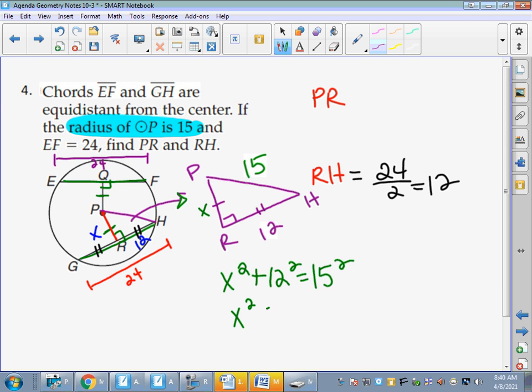Let's try to do some quick math here. 225 minus 144 is going to get me something like 81. I like how these are coming out nice and neat. I don't know if you feel the same way. Square root both sides, and x is equal to 9. So PR is equal to 9. Watch out for those Pythag ones. They trick you because you don't see that you need to draw the hypotenuse in there, or the radius. The hypotenuse equals the radius when you draw that in.